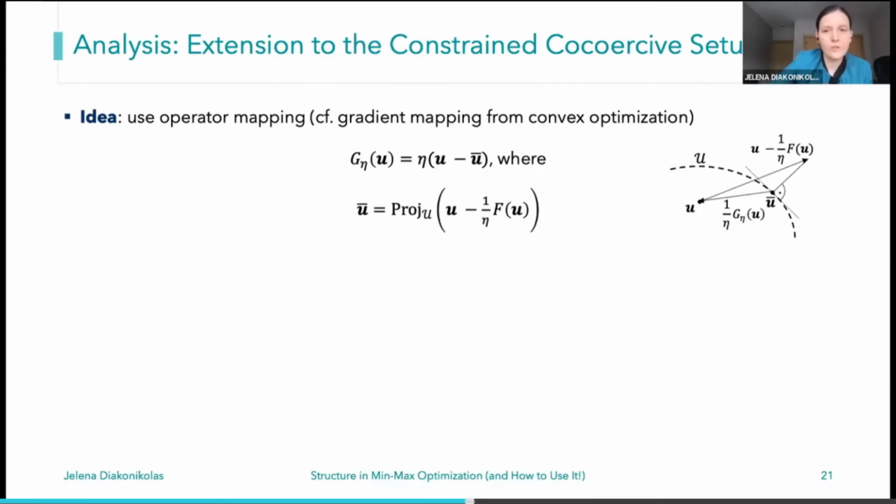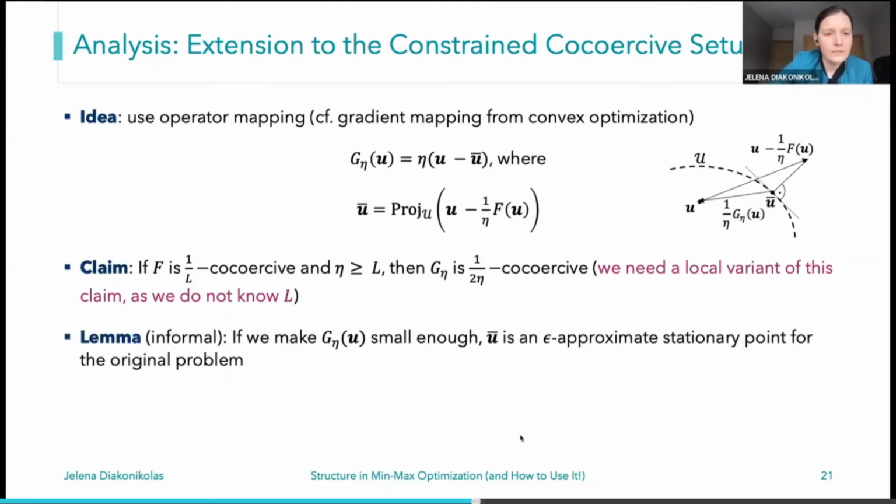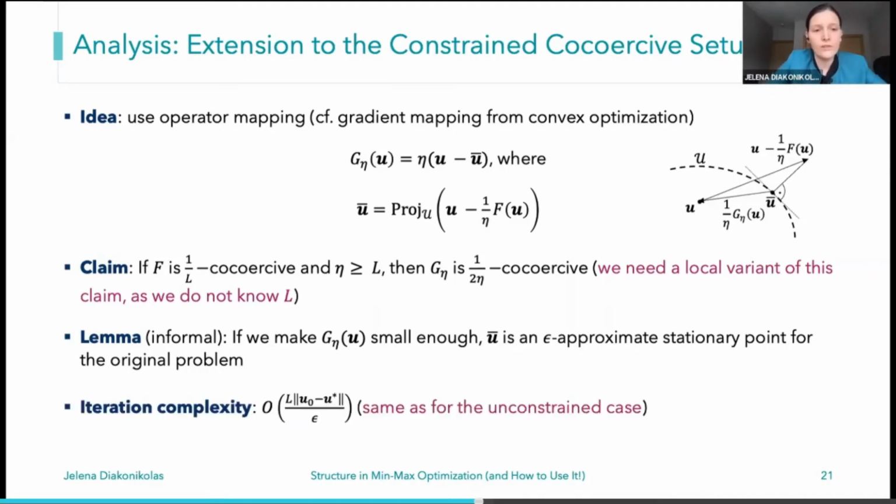The reason this is useful is, first of all, when f is cocoercive, then this map is also cocoercive. You need something about the zeta, and you don't really know L, so you need some local variant of this, but that's what's handled by the analysis. The second part is that it suffices to make the norm of this operator mapping small enough to solve your original problem. So it's kind of a reduction. And if you do that, you can recover the same iteration complexity, same as for the unconstrained case.